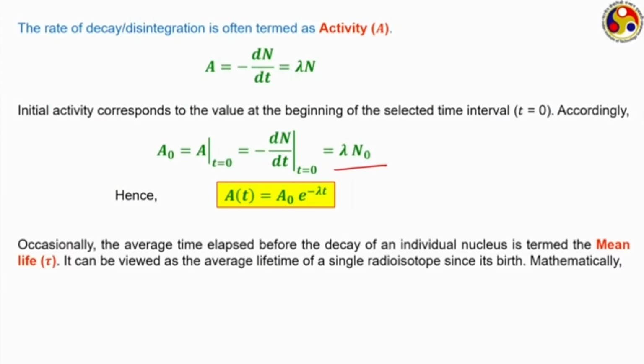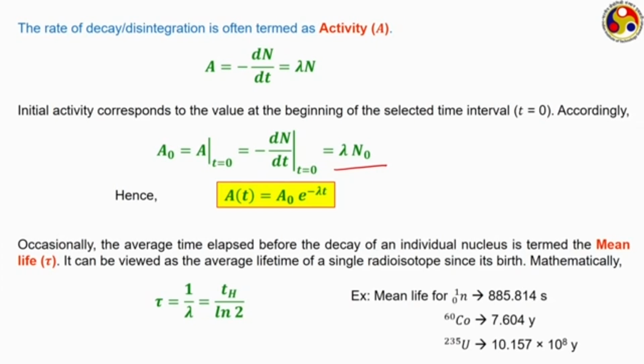Occasionally, there is another term that is used to characterize nuclear fuels, that is the mean life, given by the symbol tau. It is the average time elapsed before the decay of an individual nucleus. It can be viewed as the average lifetime of a single radioisotope since its birth. Mathematically, it is inversely proportional to the decay constant, and so we can also write it as the half life divided by log 2. All this information, that is half life, activity and mean life, is associated with a radioactive fuel, and is important to know whenever we are trying to choose a radioactive fuel for any kind of application.